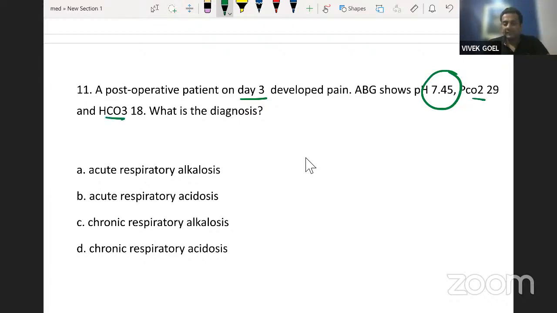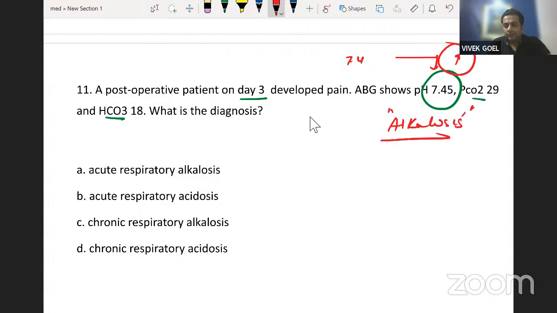Now, you've got to understand that for practical purposes, when solving an ABG, we consider the normal pH to be 7.4, though we know that the normal range is 7.35 to 7.45. So if the normal pH is 7.4, this pH is increased. That means there is an alkalosis. When there is an alkalosis, you've got to see whether it's a metabolic alkalosis or a respiratory alkalosis.